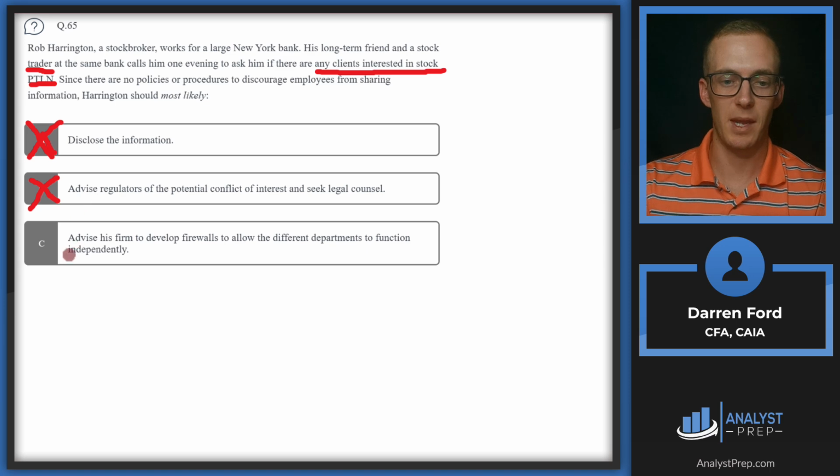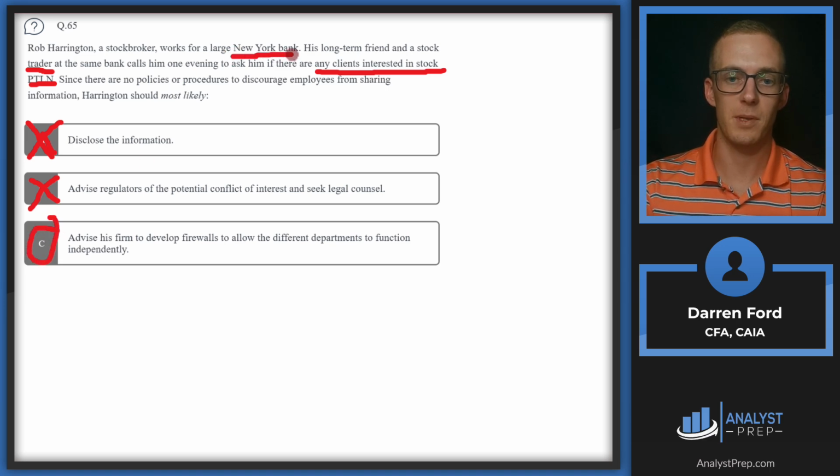Let's make sure C makes sense. Advise his firm to develop firewalls to allow different departments to function independently. This sounds like it's our answer since they're at two different departments within this bank. Firewalls are going to help prevent situations like this where folks within different departments aren't able to really share information as easily. So we'll go with C.